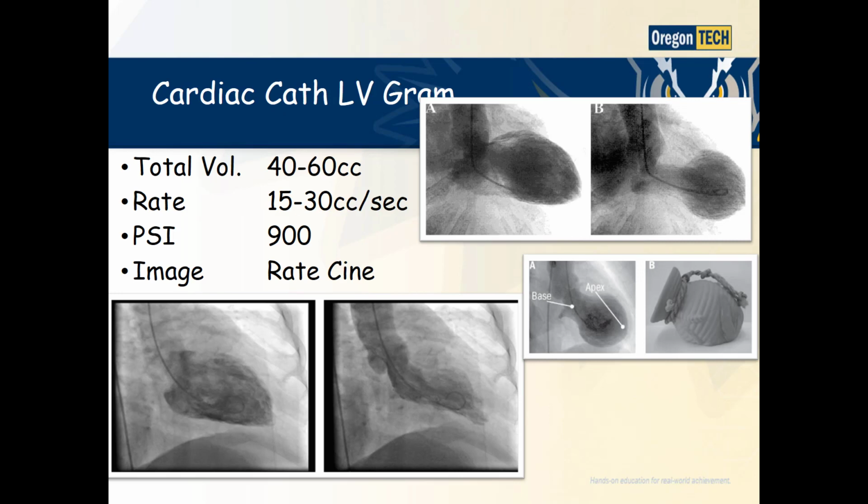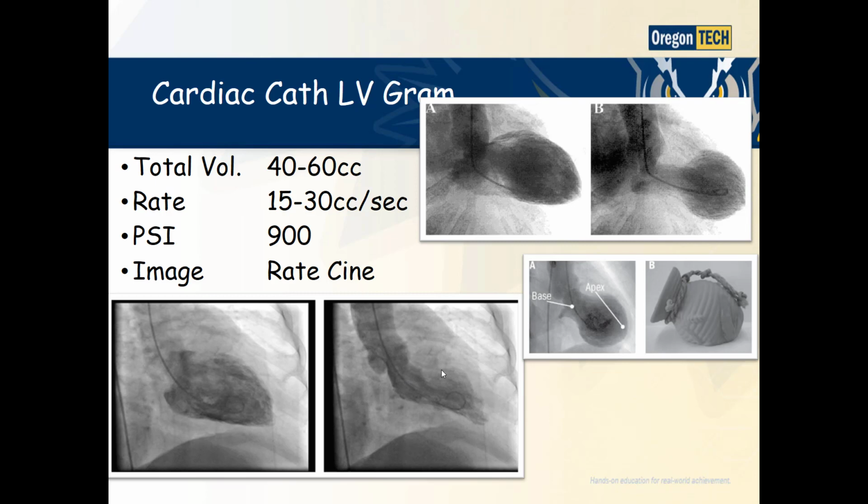We have the cardiac cath left ventriculogram. The image is down here. This is normal. See, this would be in diastolic volume here. You can see the pigtail catheter in that left ventricle. And here you see the contraction here.